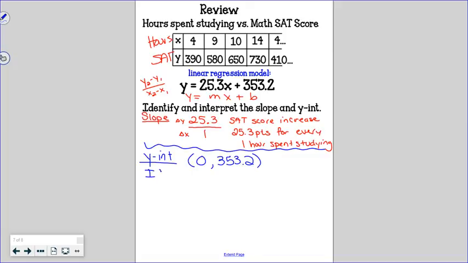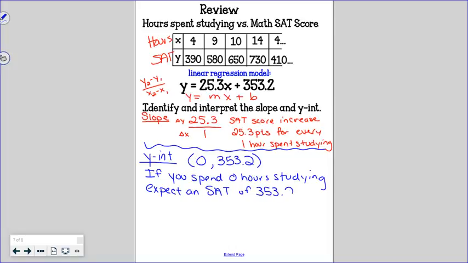So if you spend 0 hours studying, expect an SAT score of 353.2, something like that, where you identify the 0 x label, right? That's, again, the key thing on that one that people tend to forget to talk about. The 0 x label results in your y-intercept. Any questions on that?